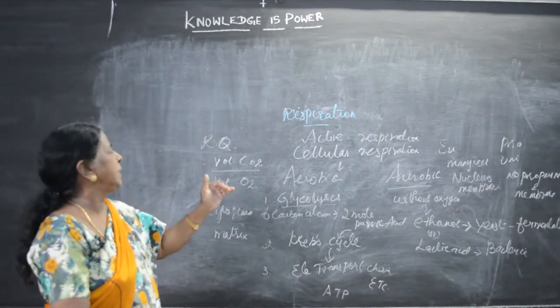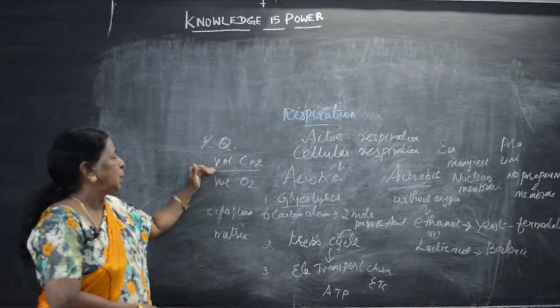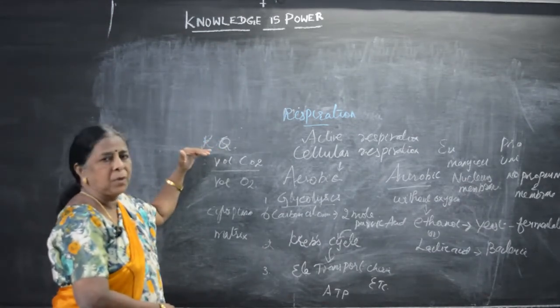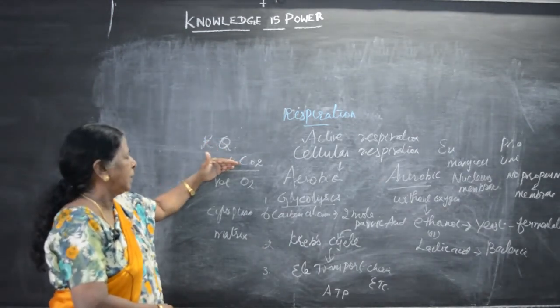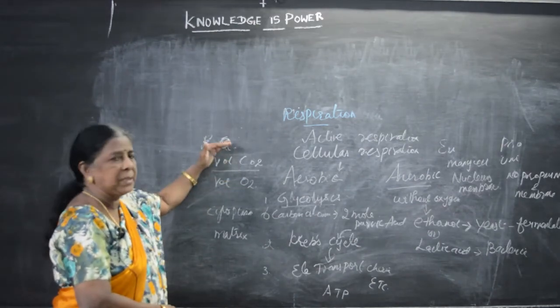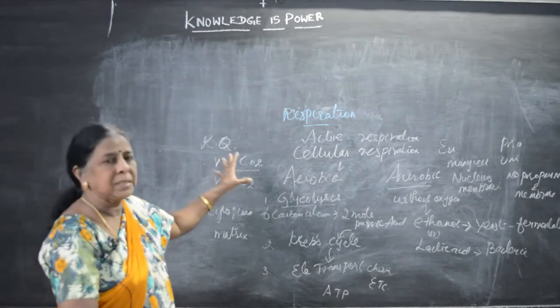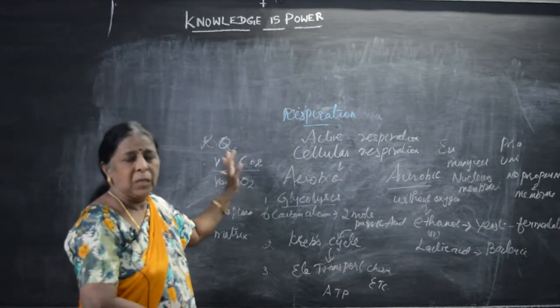So the ratio between the carbon dioxide and oxygen is known as respiratory quotient. That is how much volume of carbon dioxide is released to the atmosphere and how much volume of oxygen is taken from the atmosphere. This is known as respiratory quotient. So by concluding this, I will conclude my lesson. One lesson we are through.